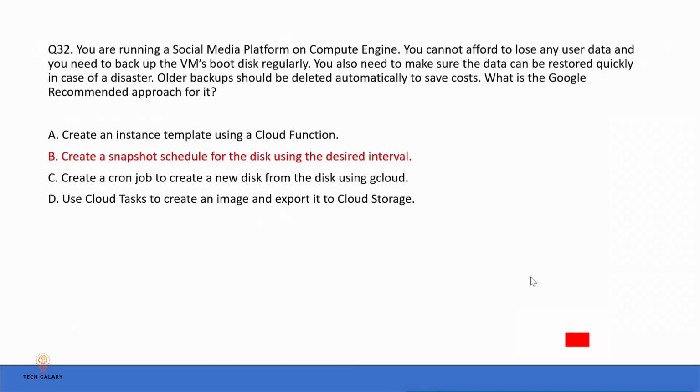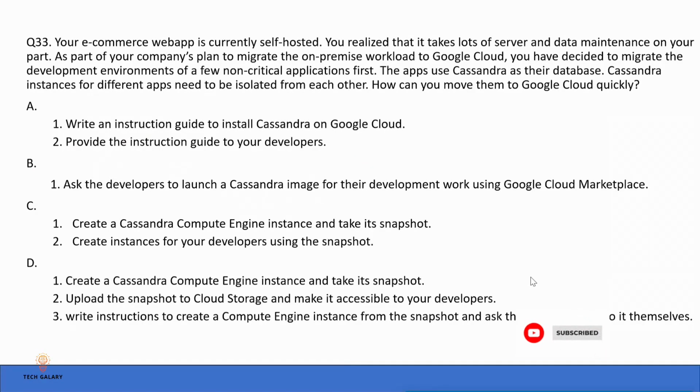Now let's proceed with question 33. Your e-commerce web app is currently self-hosted. You realized that it takes lots of server and data maintenance on your part. As part of your company's plan to migrate the on-premises workload to Google Cloud, you have decided to migrate the development environments of a few non-critical applications first. The apps use Cassandra as their database. Cassandra instances for different apps need to be isolated from each other. How can you move them to Google Cloud quickly?